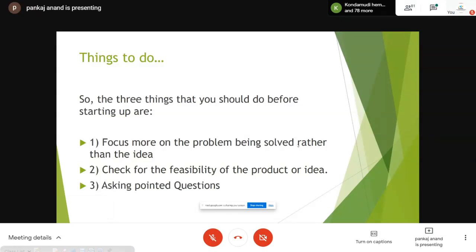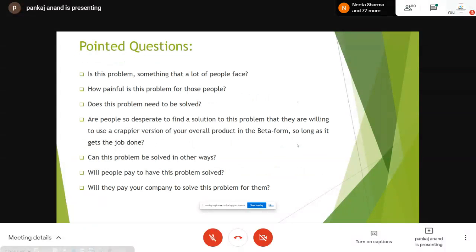The next thing, and the most important one, is asking pointed questions. Why I said asking pointed questions is a very important point is because, rather than somebody telling you that this idea is good or not good, you yourself will be able to realize if your idea is going to work or not. How? I'll just show you. So these are the pointed questions.